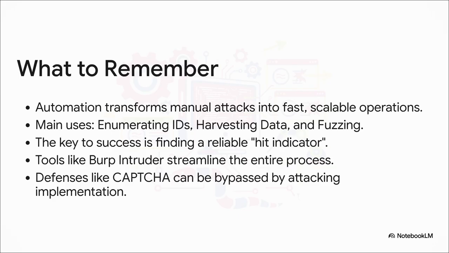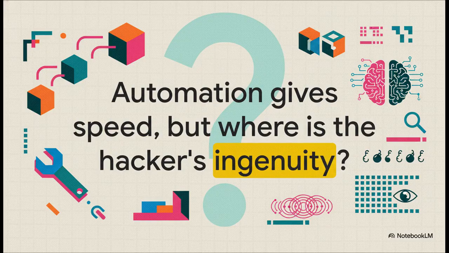And while you can write your own scripts, professional tools make the whole process way faster and more effective. And finally, remember that even modern defenses like CAPTCHA can often be defeated by looking for simple flaws in how they're implemented. So I want to leave you with this final thought. Automation gives us incredible speed and scale, but the tools themselves aren't smart. They're just following orders. The real ingenuity, the art of hacking, it all comes from the human element.